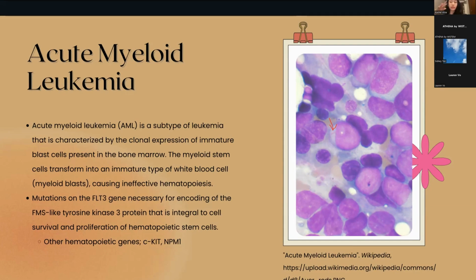Mutations on several other hematopoietic genes, such as c-KIT, or another one called nucleophosmin-1 or NPM1, will also block its tumor suppressing properties and give rise to acute myeloid leukemia. Another one, the RAS gene family, when mutated, is also a contributing factor due to its hyperproliferative properties when this gene mutates.